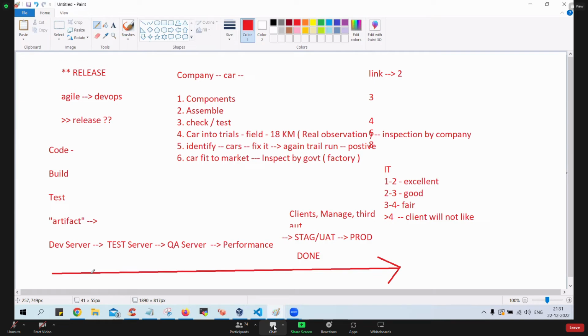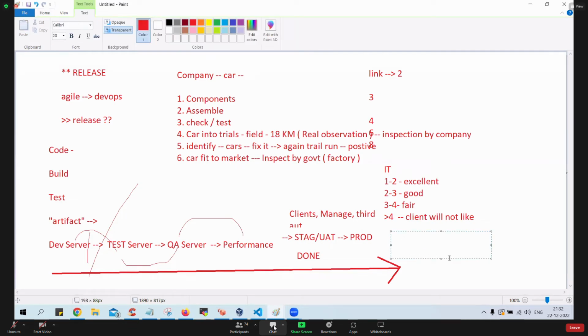Exactly the same thing. When the code is moving from one environment to a different one, we call these different environments in the first place. So when it is moving from here to here, from here to here, at every stage, whatever is identified as errors or bugs, we are trying to fix it. So at the end of the day, I want to have code in production which is bug free. That's the ultimate objective. Do you agree with this statement, guys?